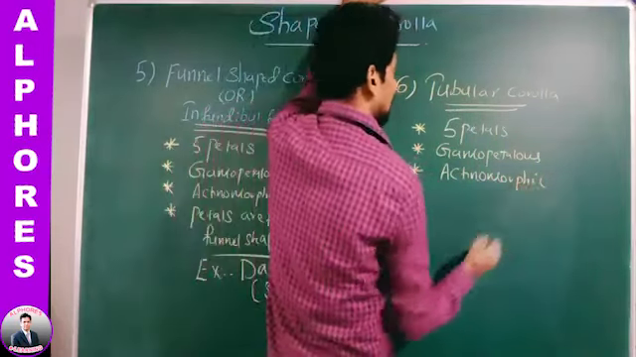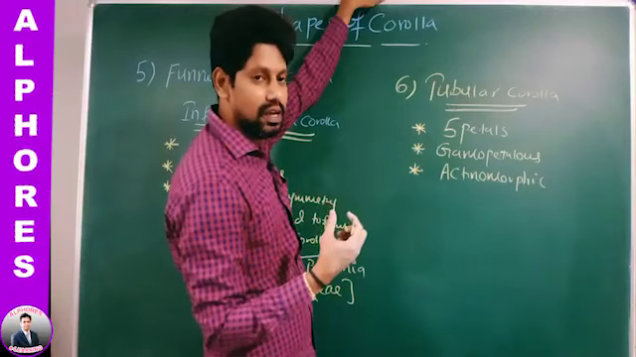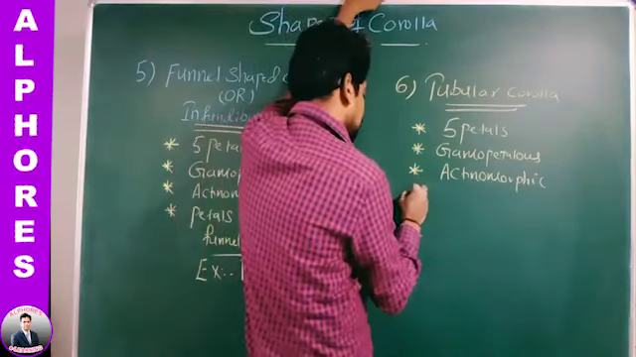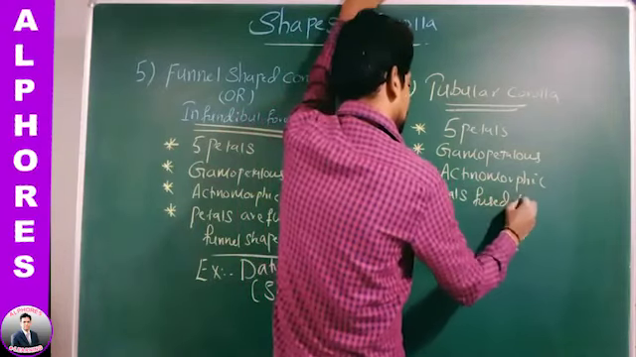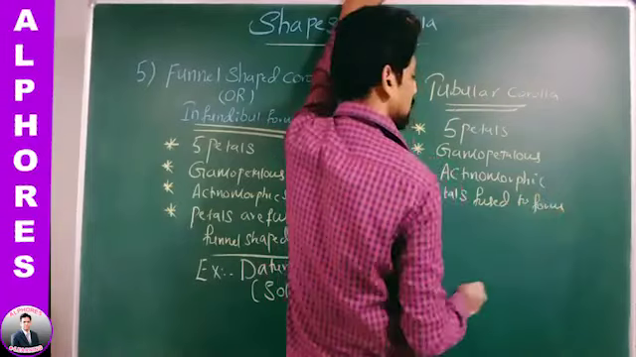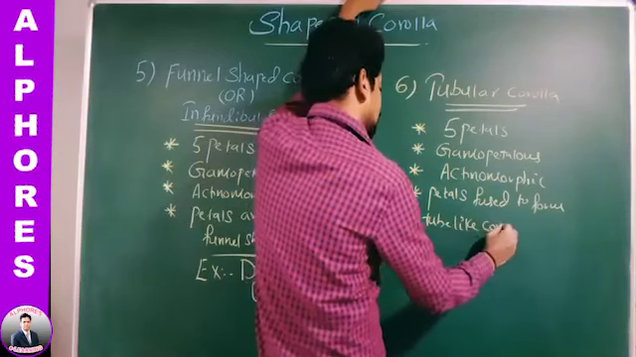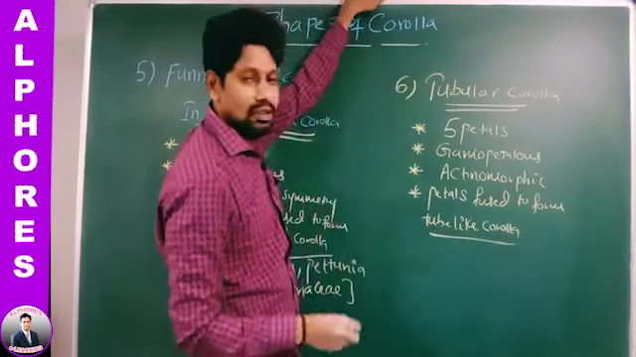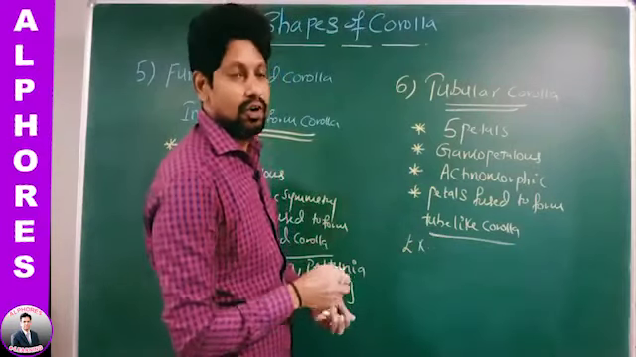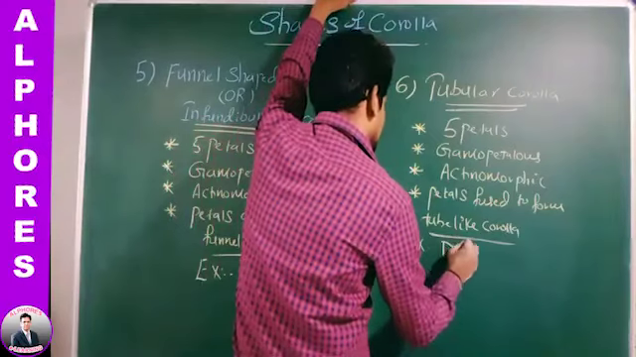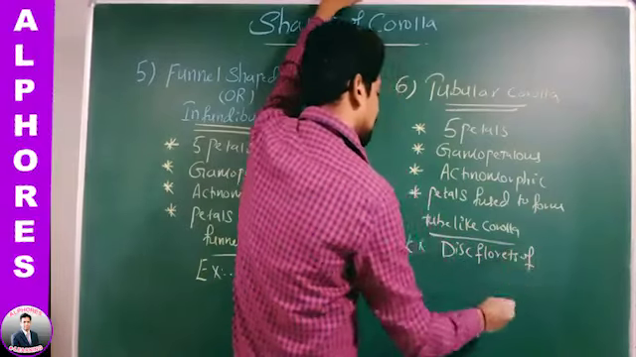Tubular corolla: petals are fused to form a tube-like corolla. Okay, for tubular corolla, I am writing the example: disc florets of Asteraceae family.